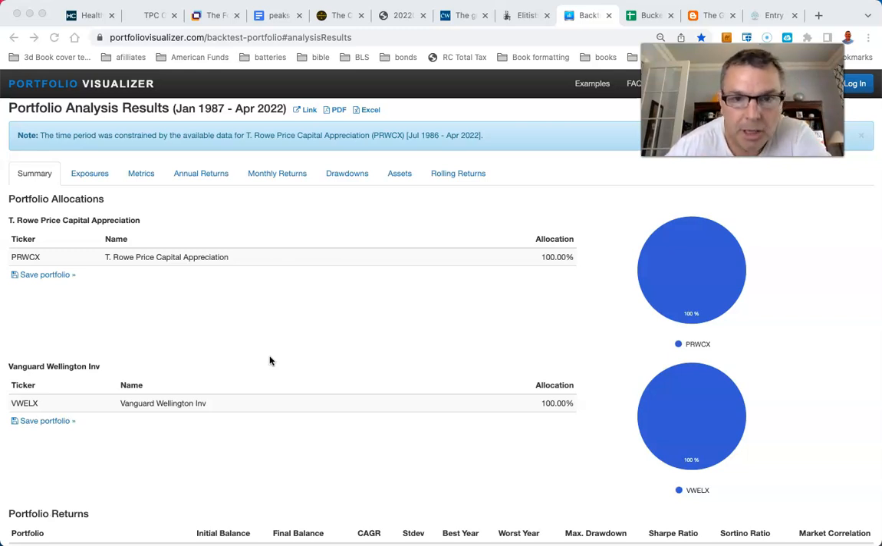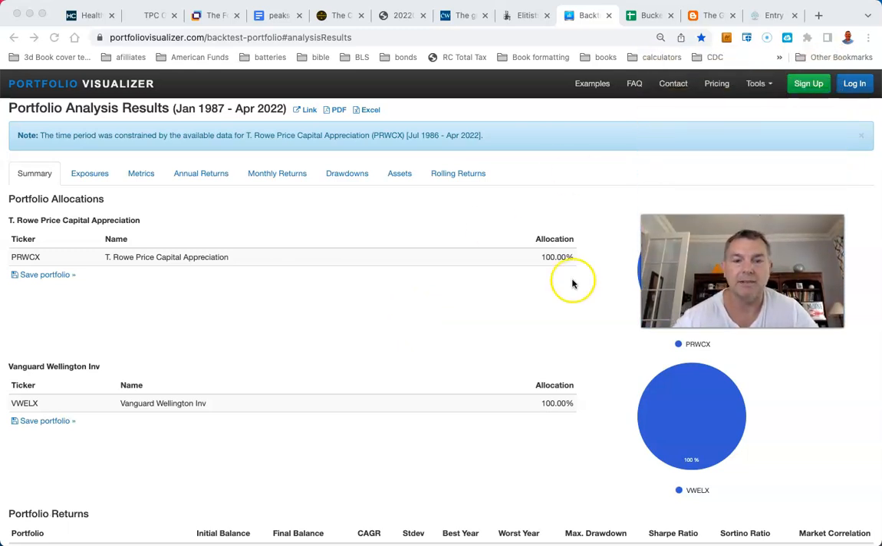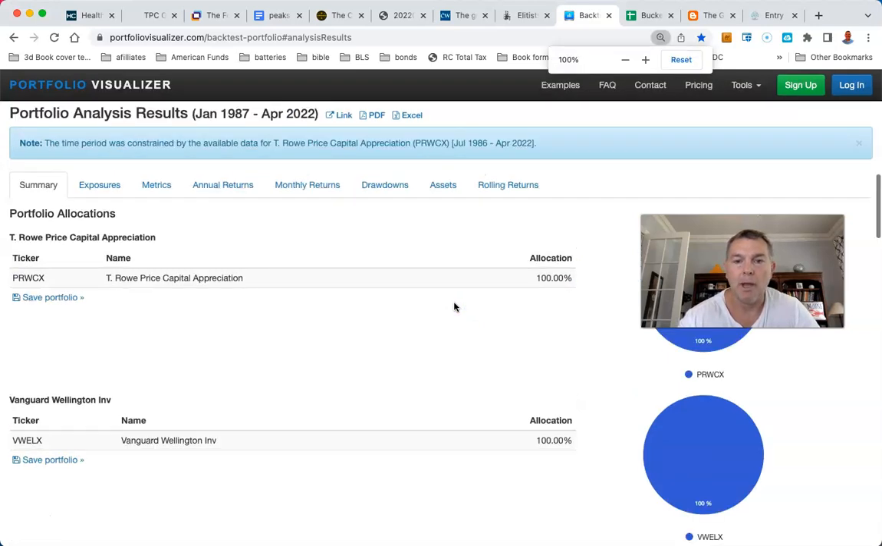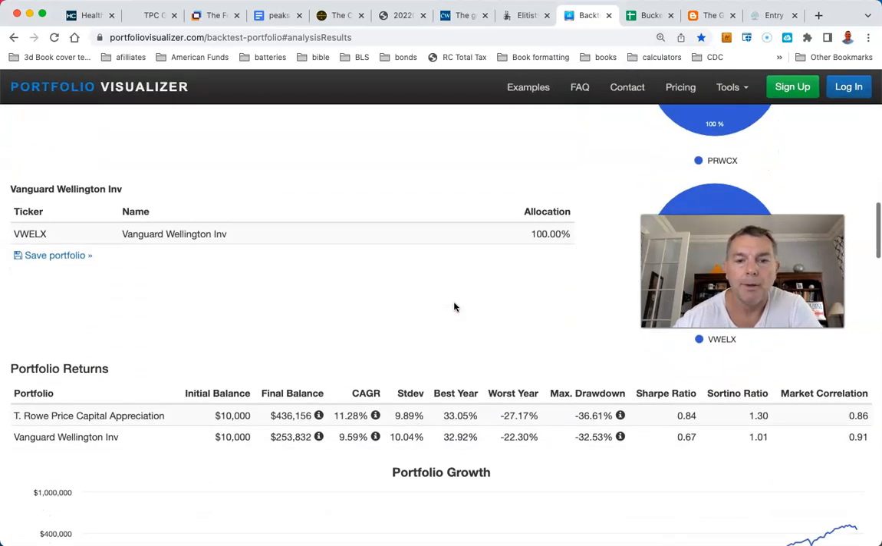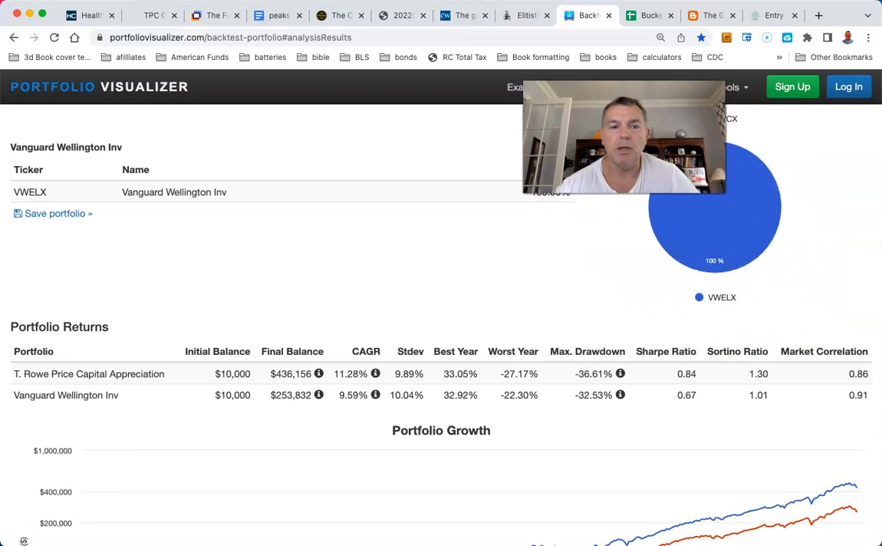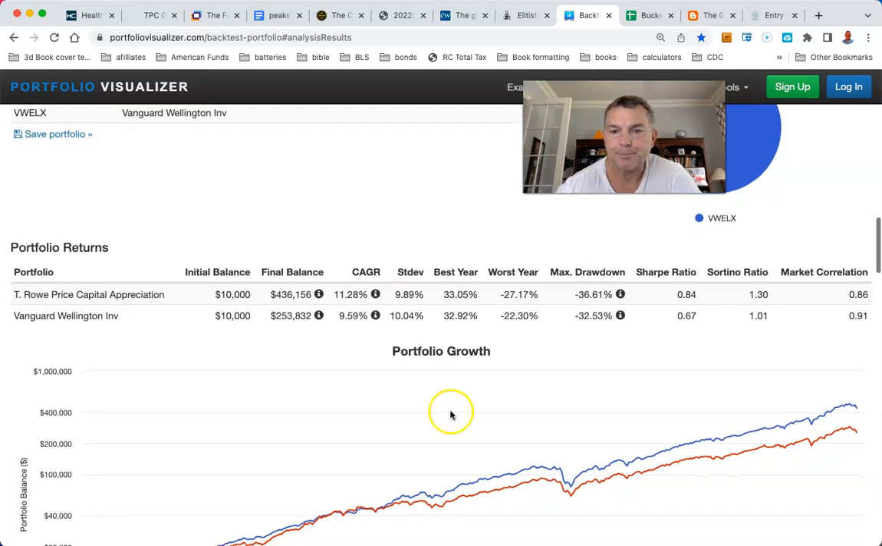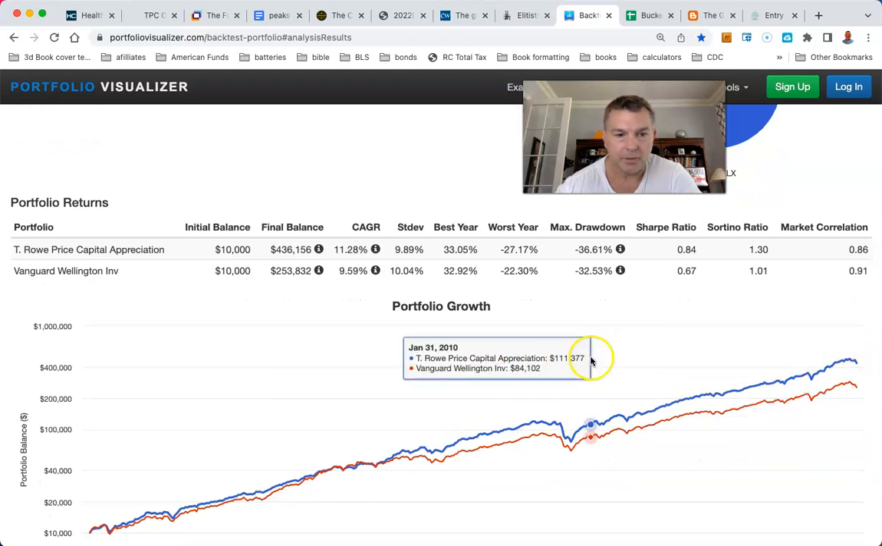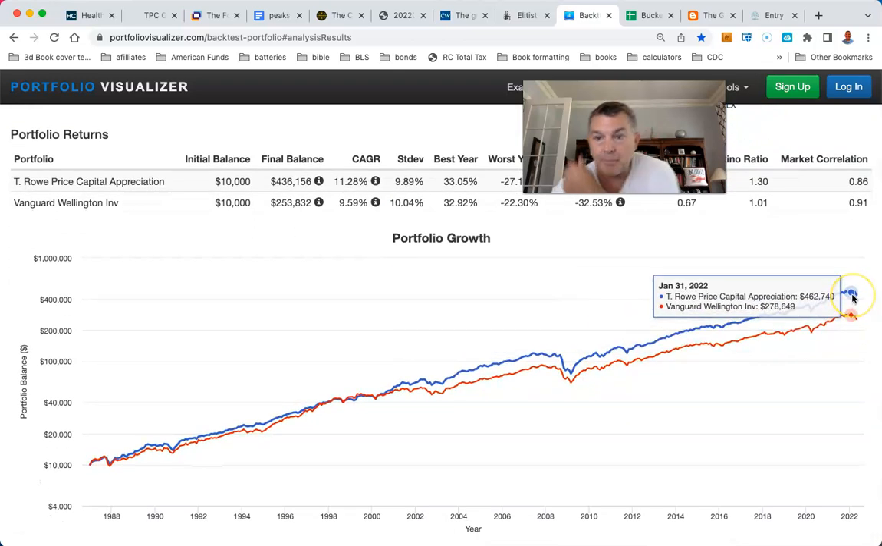That's good. All right, so we're going to go back to Portfolio Visualizer. Let me just make this thing bigger so I don't even have to wear my old man glasses. Old man river! All right, so we're going to see here the T. Rowe Price Capital Appreciation Fund, going back to 1986, has handily beaten Wellington.